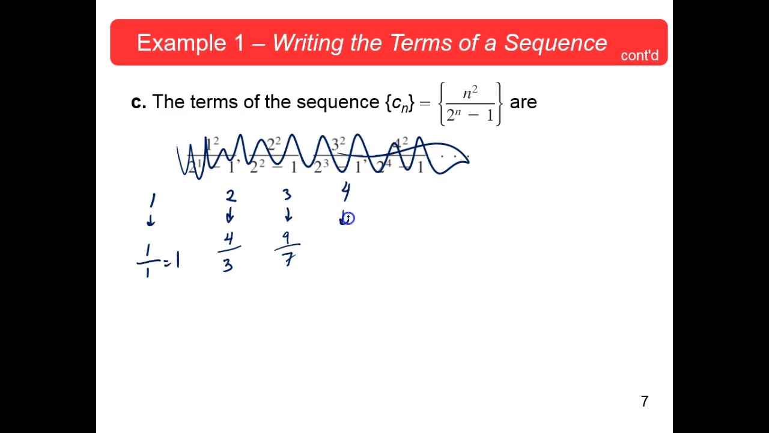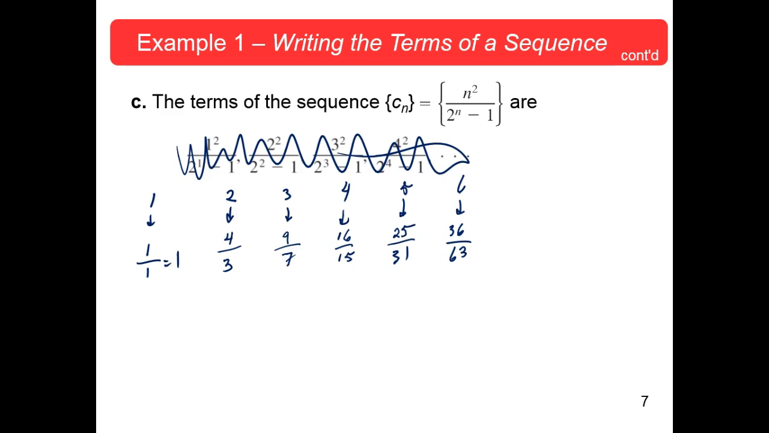3 maps onto 7. 4 maps onto 16. Okay. 5 maps onto what? 31, isn't it? Yeah. Okay. 6 maps onto, right?